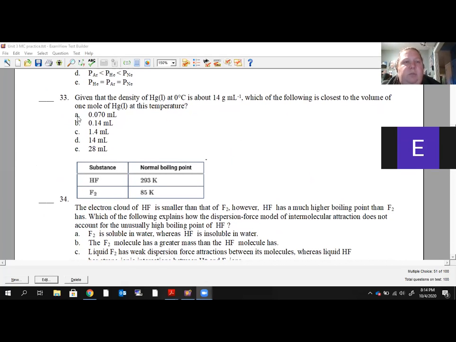Well, 200 divided by 14 has got to be bigger than 1. So it's not going to be A or B. C is too close to a little number. 200 divided by 14 isn't going to be 1. And 28 times 14 would be way bigger than 200. So I'd go with D.